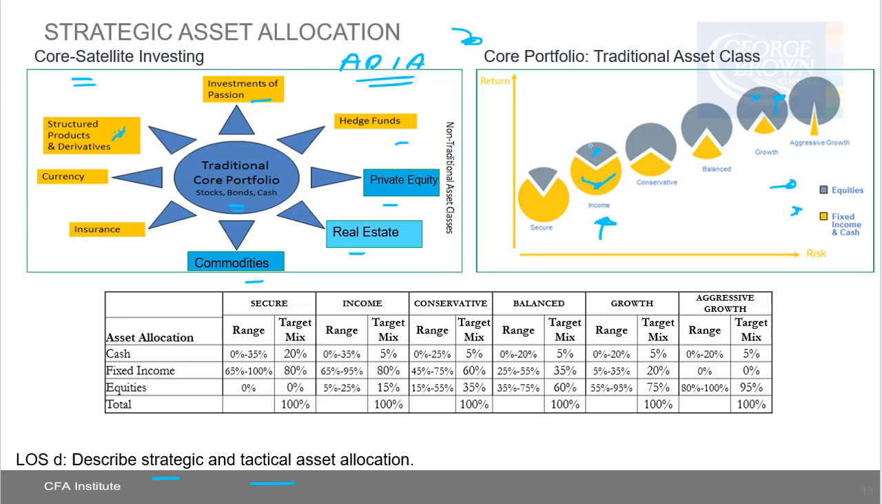Now, I just wanted to be a little bit more specific. We've shown these 6 portfolios before: secure, income, conservative, balanced, growth, and aggressive growth. I got this from RBC basically back in 2008, but I just want to add a little bit more detail to it so you can see cash, fixed income, and equities. So we could have a range, and then we have a target mix, okay? So you can have a target mix, but there's a range, and that gives you some ability to move within the ranges for some tactical decisions.